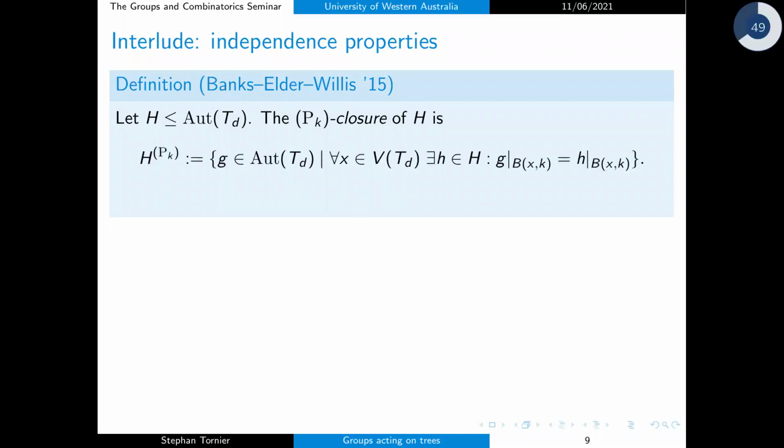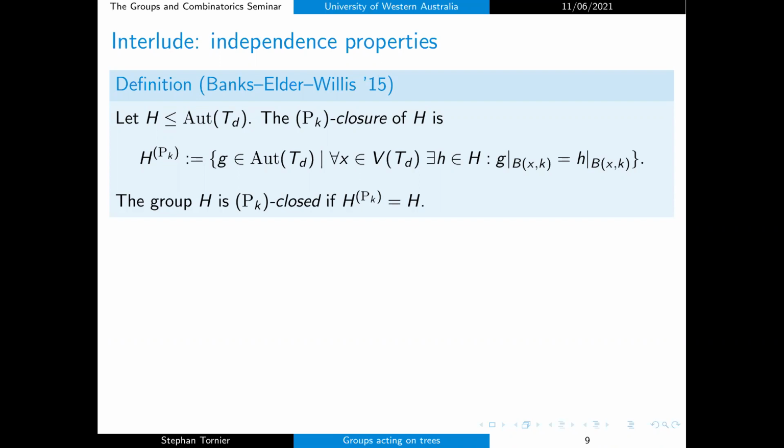And it does the following. It says, in the PK closure, I want to collect all the automorphisms which on balls of radius K act like an element from H. For every vertex, there's an element of H such that G and H agree on that ball. So all the elements which on K balls act like an element from H, and that could be a different element from H on every K ball. And then I say that something is PK closed if performing this operation doesn't do anything to the group.